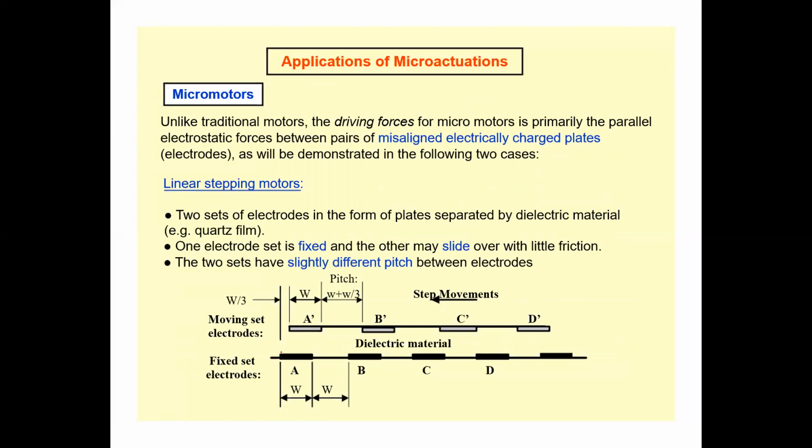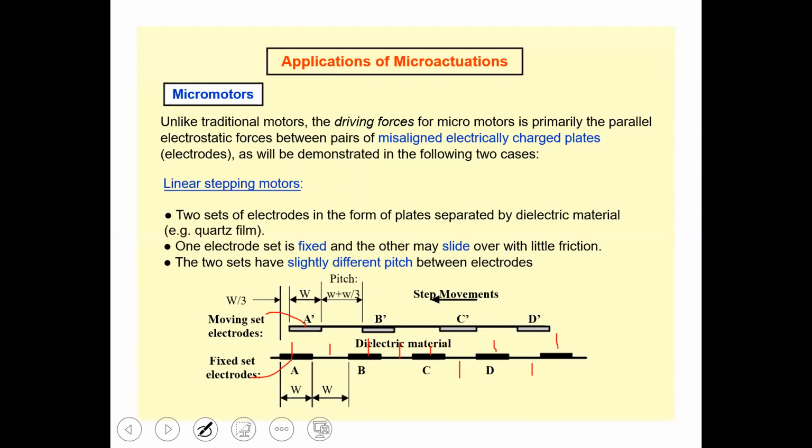It is very interesting. You have two sets of electrodes. One is the fixed set of electrodes, and this is the moving electrode set, right? But the pitch is set in a way that if the width of an electrode is W, in the fixed electrode they have a fixed pitch. This is W, this is W, W, W, W, and this is the constant one in the fixed set of electrodes.